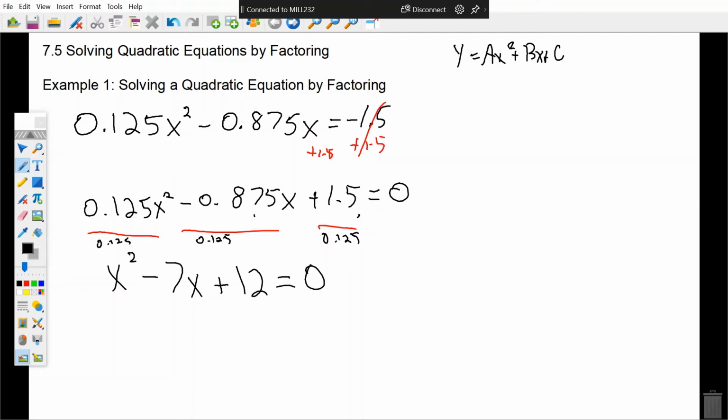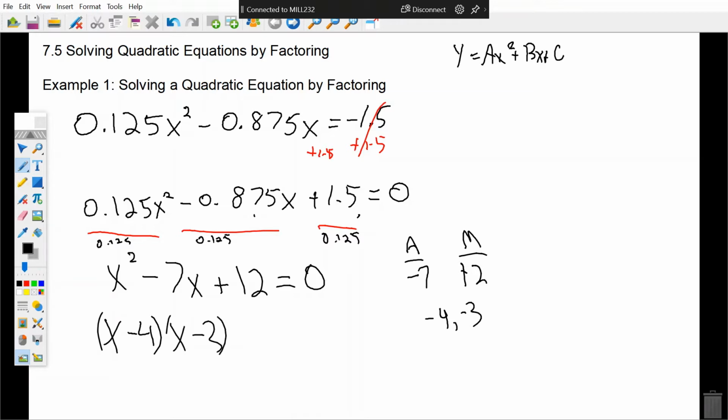Now, this is a much more manageable trinomial to factor. We're looking for two numbers that add to negative 7 and multiply to 12. Those numbers are negative 4 and negative 3. So this is going to be x minus 4 times x minus 3 equals 0.